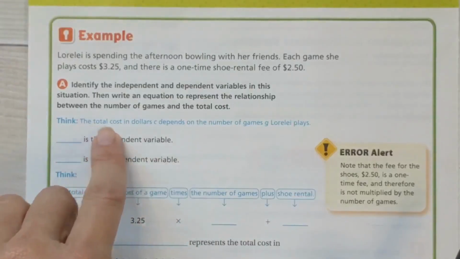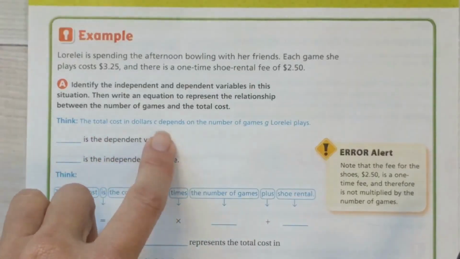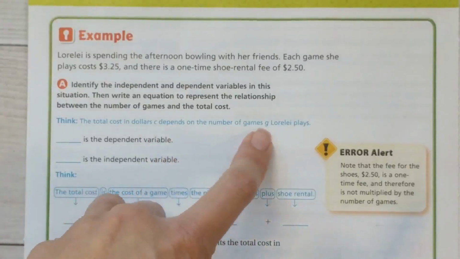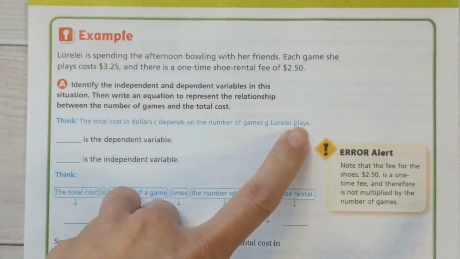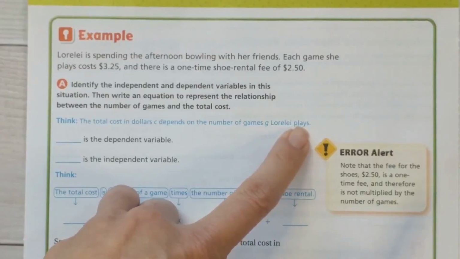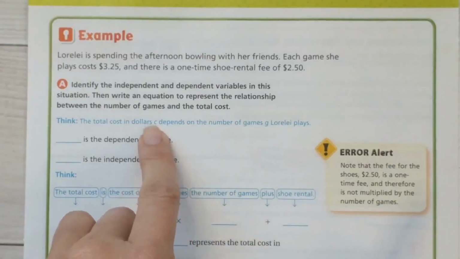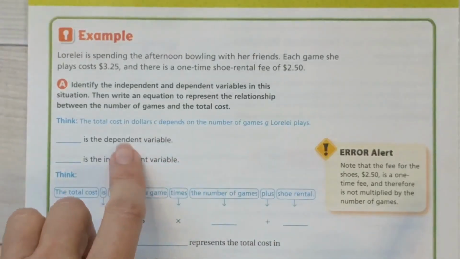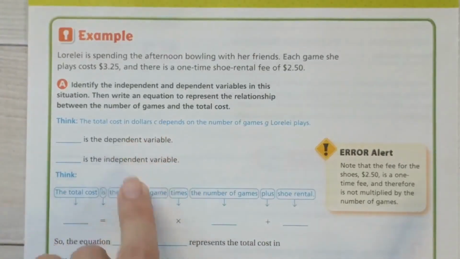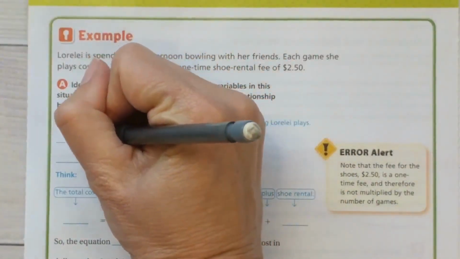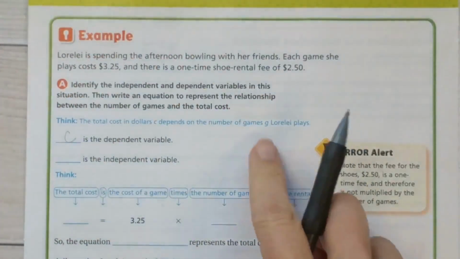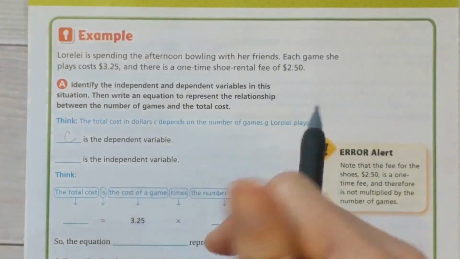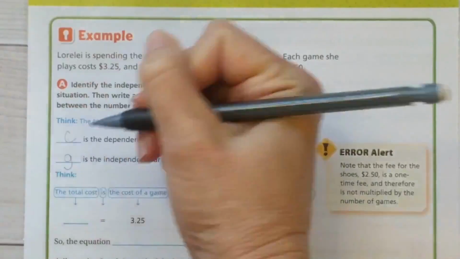So first, think the total cost in dollars, C, depends on the number of games G Lorelei plays. So which one is depending? Well, they've already told us that. It's C depends on the number of games. So our dependent variable then is C. The number of games Lorelei plays is the independent variable, G.